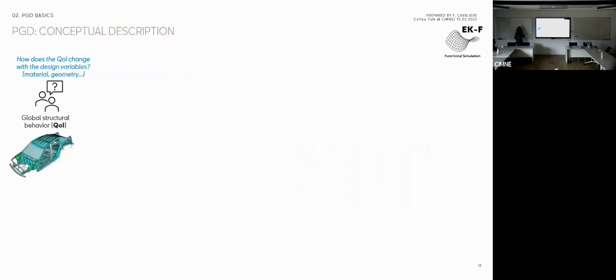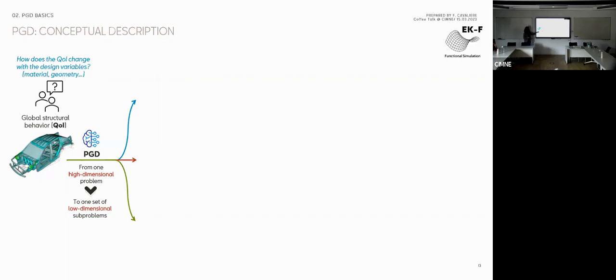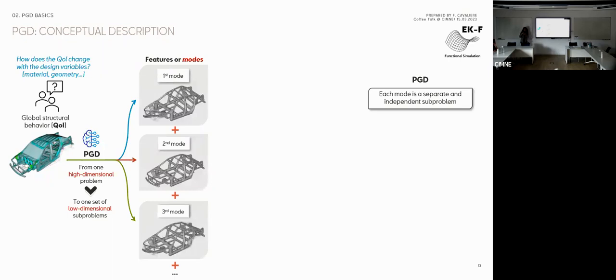Now, some PGD basics, again, just some conceptual description of the method. So let's imagine that we have our structure and we are monitoring some global structural behavior, some kind of quantity of interest, right? And our question again is, okay, how does the quantity of interest change with the design parameters, geometrical properties for them? So what the PGD does is to go from one high-dimensional problem, we saw it before, right? When we add a lot of parameters, we increase the dimensionality of the problem. So PGD goes from one high-dimensional problem to a set of low-dimensional sub-problems. In other words, take the big problem and split it somehow into some sub-problems, each one independent of the other one. So in this case, we identify with the PGD some kind of features or modes.